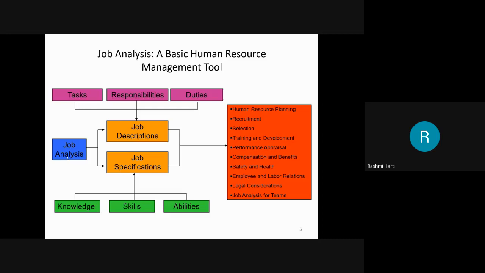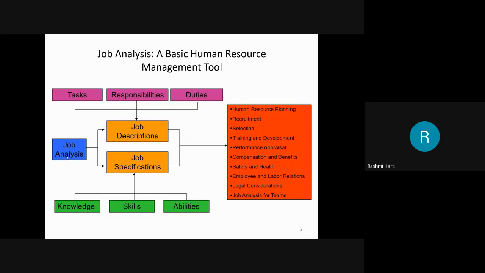Now moving on to the next, legal consideration. Obviously, legally, job analysis is a base for everything in an organization. Having done job analysis is important for supporting the legality of employment practices. Whenever you have any cases going on against an employee, you can clearly specify that this is the job analysis that was given and the employee has agreed to these terms and conditions. So job analysis proves to be a base for all this.